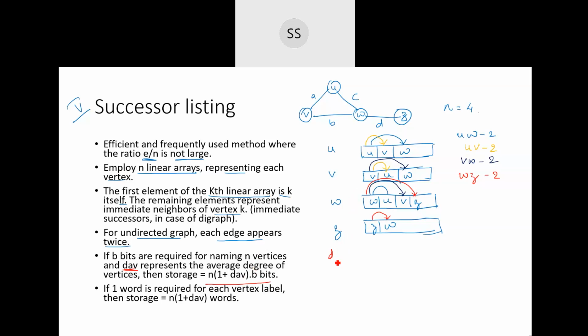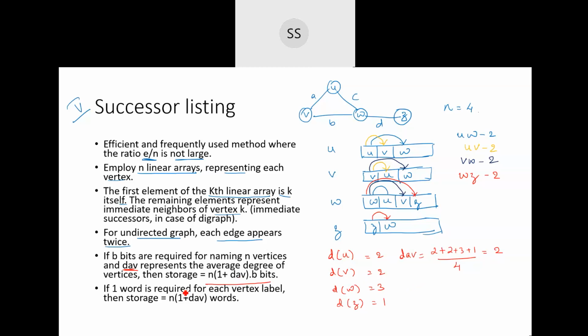Now what is the degree of U? It is said to be 2. Now what is the degree of V? Degree of V is said to be 2. What is the degree of W? It is said to be equal to 3. What is the degree of Z? It is equal to 1. Now what is your DAV? It is the average degree of vertices. That is 2 plus 2 plus 3 plus 1 divided by 4. I get it as 2.